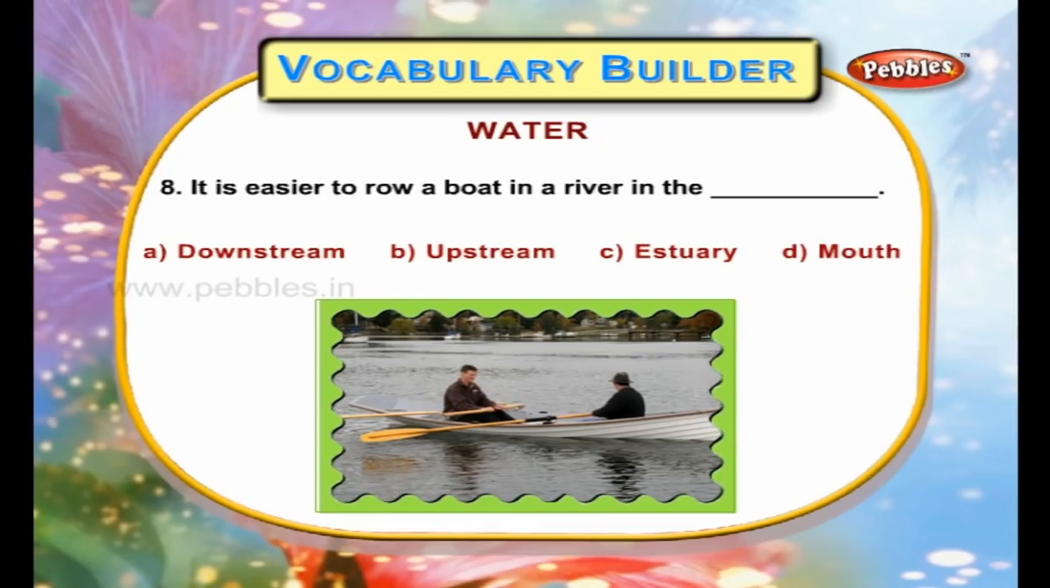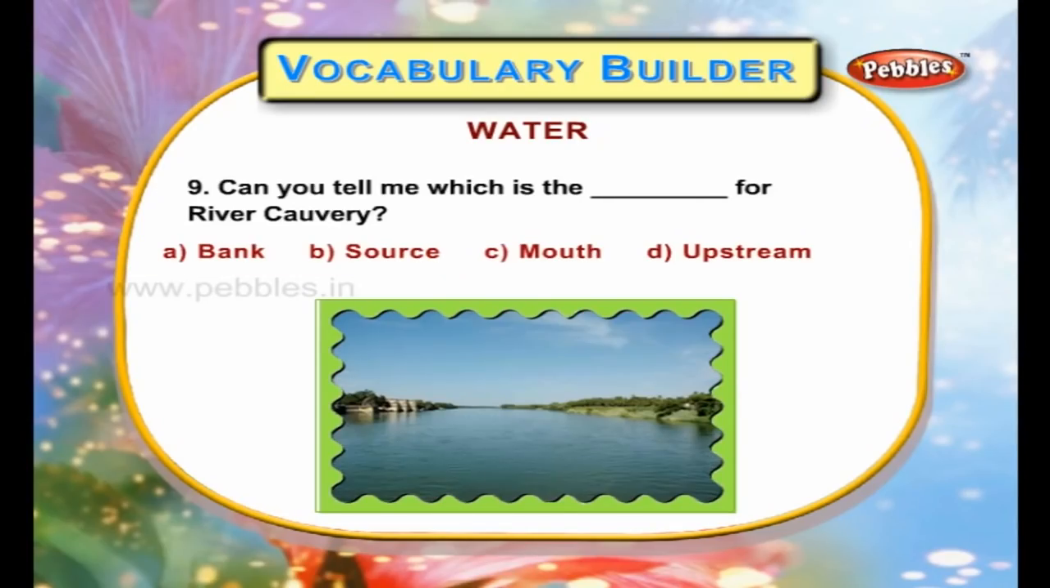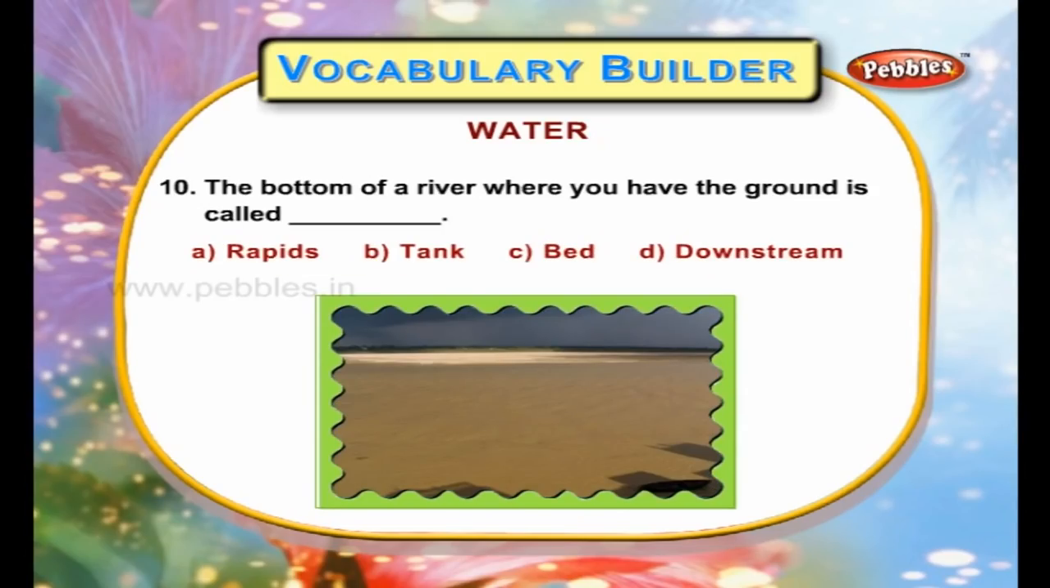It is easier to row a boat in a river in the downstream. Can you tell me which is the source for River Kaveri? The bottom of a river where you have the ground is called bed.